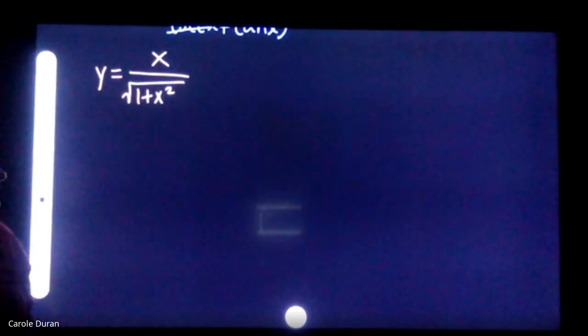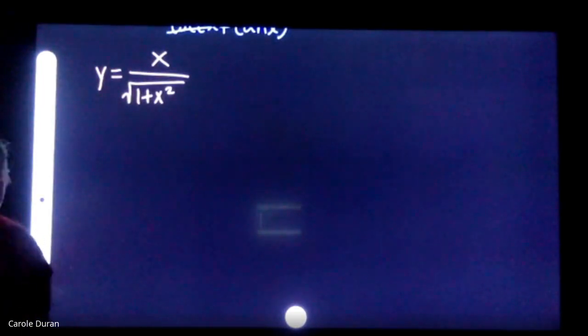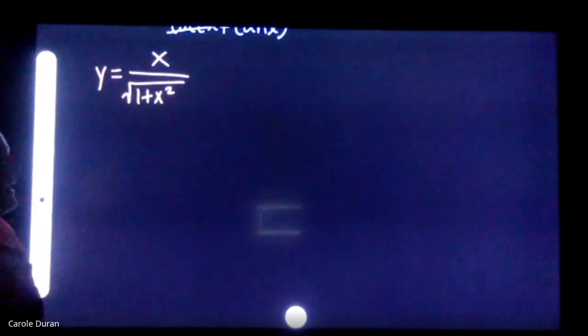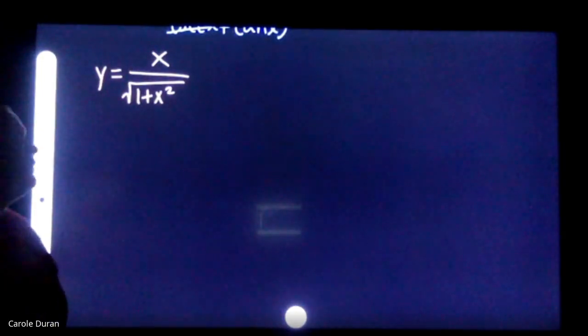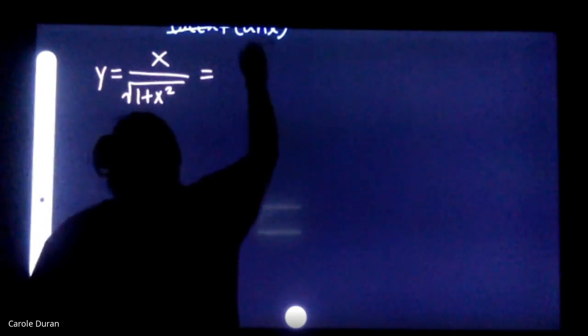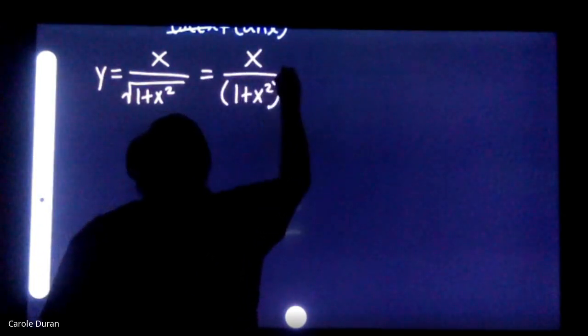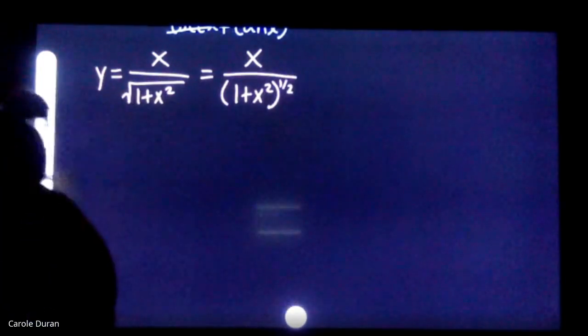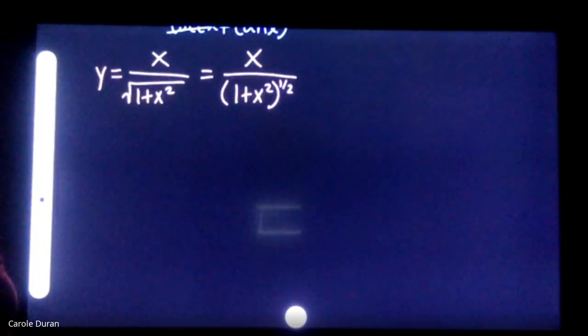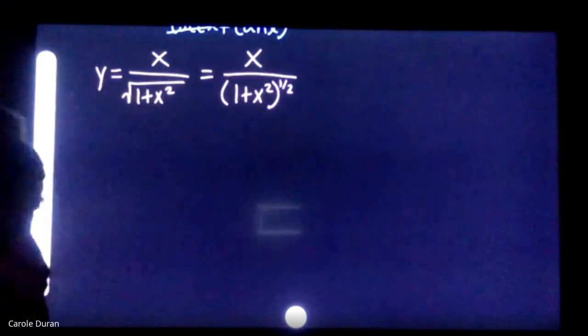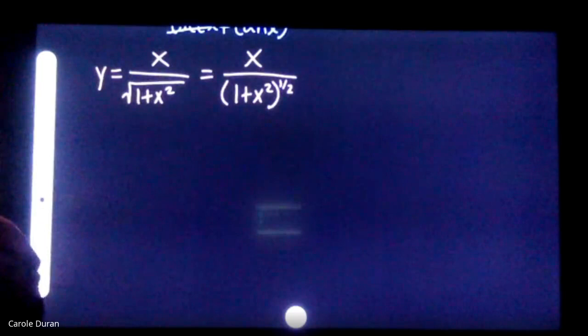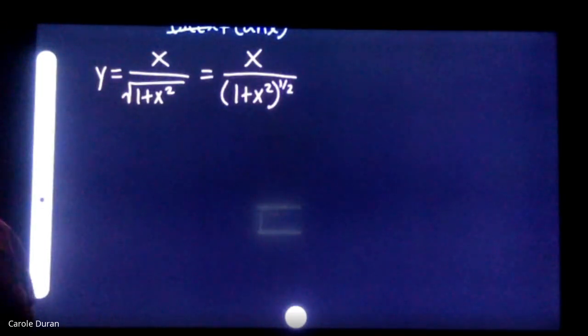So as I'm looking at this, just like we did on the previous problem, I'm going to want to rewrite that radical as a parentheses with an exponent. So this is the same as x over (1 plus x squared) to the 1/2 power. Even as I'm looking at this, it's pretty clear to me that I have to do quotient rule, which I loathe. I don't know about the rest of you, but quotient rule just takes forever.